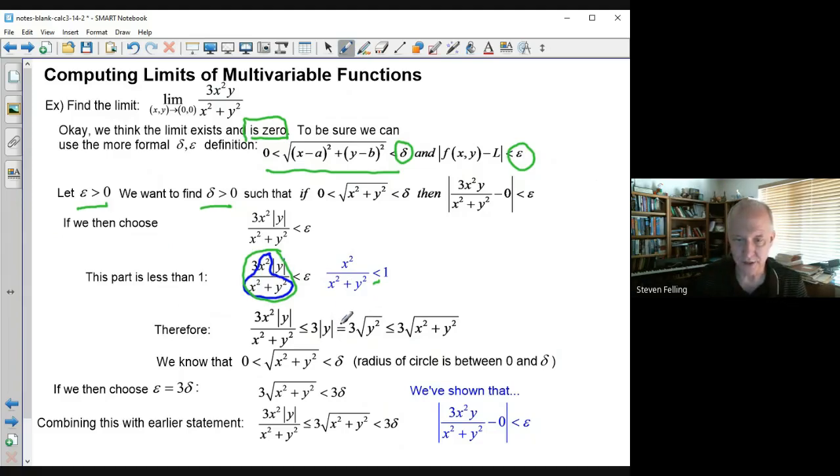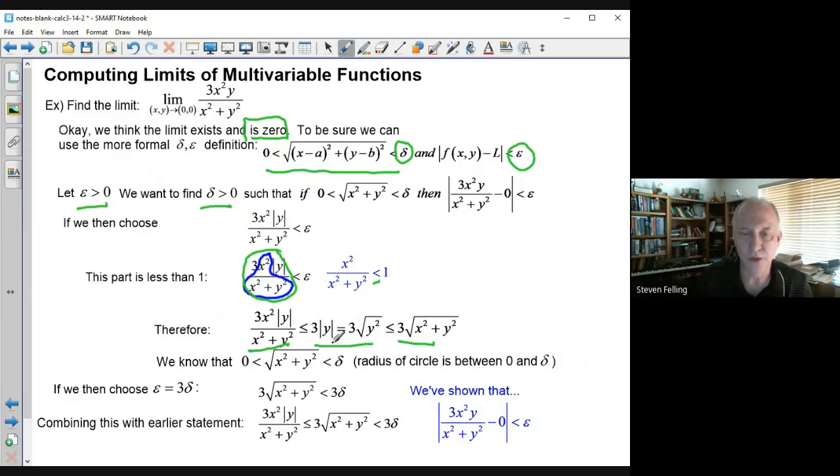We can say that's the same as taking the square root of y squared. And therefore this is less than 3 times the square root of x squared plus y squared, because by a similar argument, y squared has to be less than or equal to x squared plus y squared, because this would be equal in the case that x is 0, but less than in any other case. So we've got these three things, where this has to be less than or equal to this, and this has to be less than or equal to this.